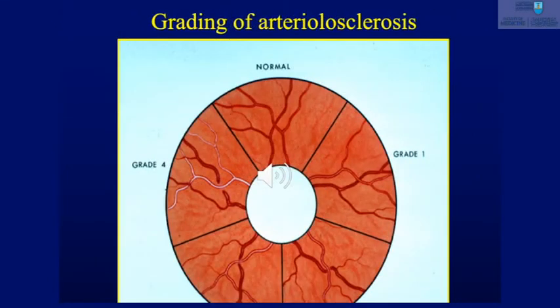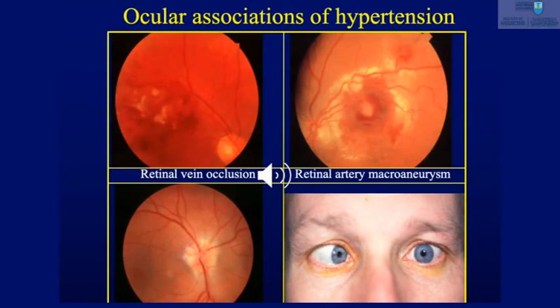Arteriosclerosis can be graded on fundus examination from grade 1 to grade 4, in which the arteries appear in the form of silver wire due to the atherosclerotic changes in the wall of the arteries, which prevents us from seeing the blood column during its passage in the artery. Other ocular associations of hypertension include retinal vein occlusion, retinal arterial macroaneurysm, anterior ischemic optic neuropathy, and oculomotor nerve palsy.